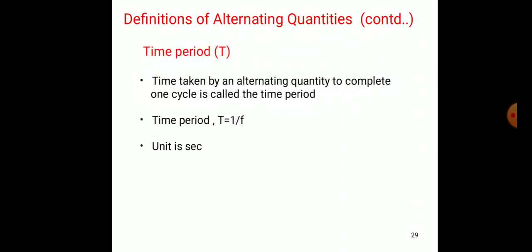Another one is the time period. The time period is the time required for one cycle. The time taken by an alternating quantity to complete one cycle is called the time period. It indicates how much time we need to complete one cycle of a particular alternating quantity. It is indicated by T, and the unit is seconds.